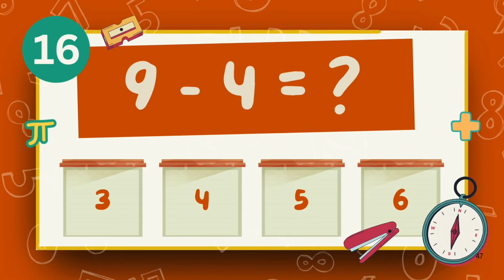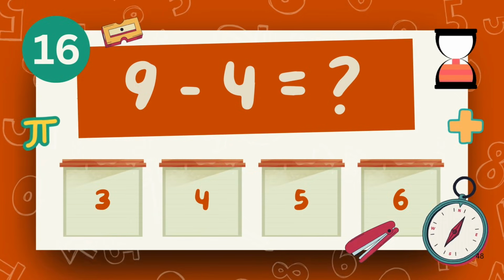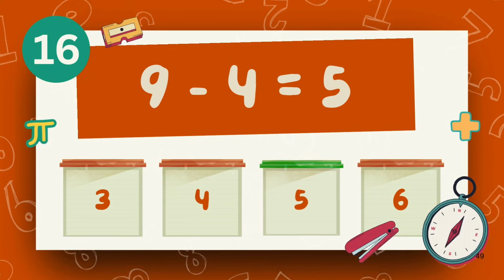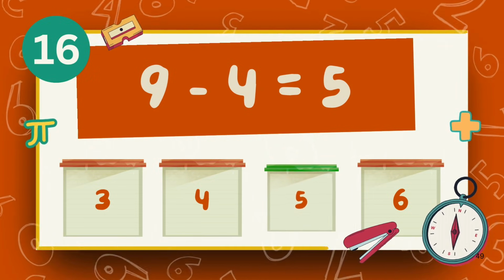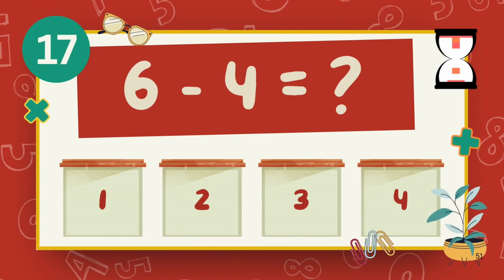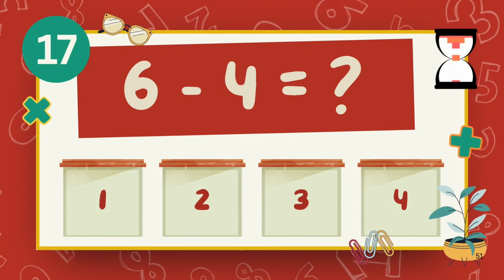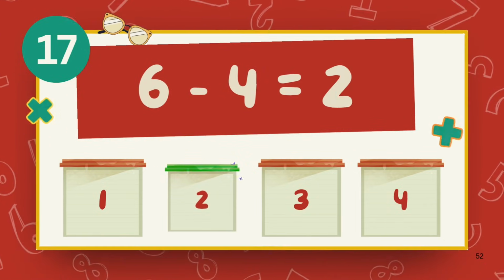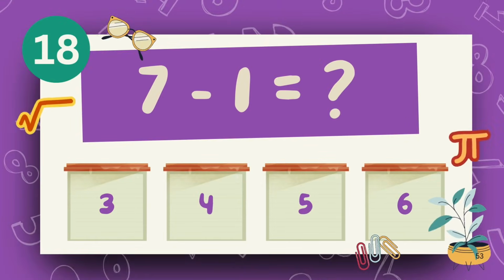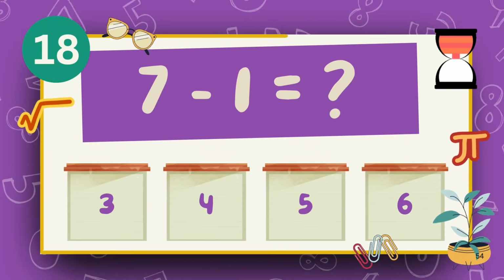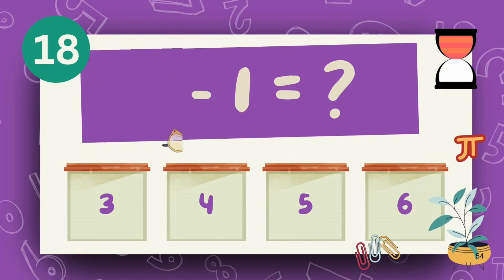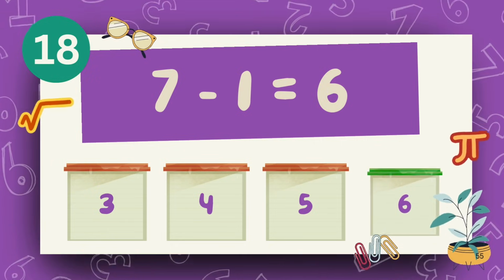What is 9 minus 4? The answer is 5. What is 6 minus 4? The answer is 2. What is 7 minus 1? The answer is 6.